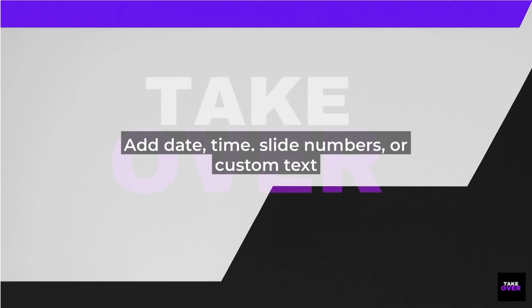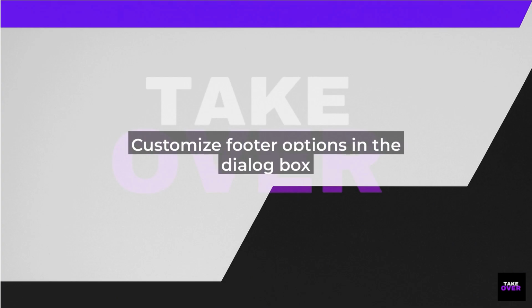Here, you have a few options. Check the box for date and time if you want to include the current date, slide number for automatic numbering, or footer to add your own custom text. For example, if you're adding a footer with your name or a disclaimer, type it into the footer box. Make sure to preview how it looks at the bottom of your slides.